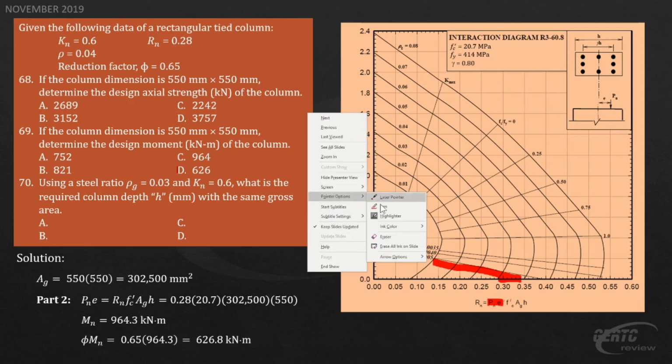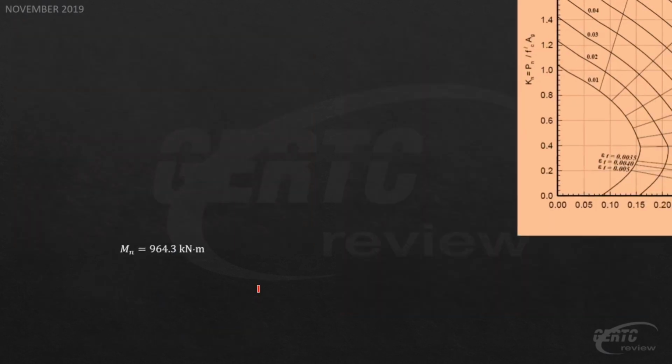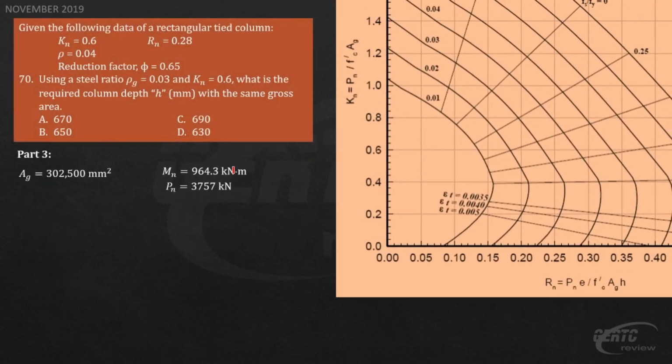Okay, next question. Using a steel ratio of 0.03 and Kn of 0.6, what is the required column depth H? With the same gross area. So, the same gross area pa rin tayo, and ang ating Mn, Pn, the same pa rin. The same pa rin lahat. So, ang binago lang dito ang ating depth. Ang ating column depth. Alright?